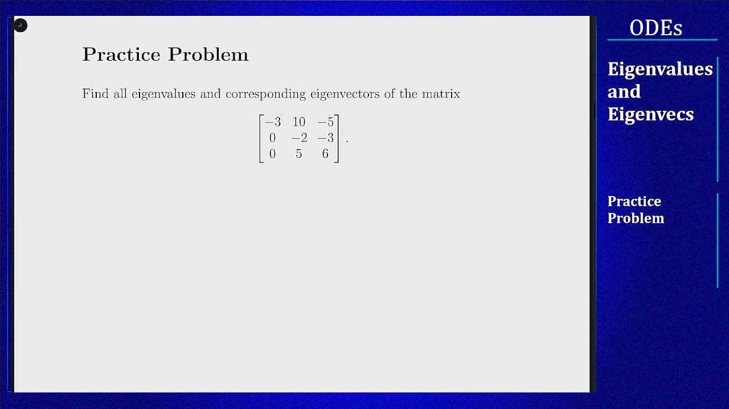In this problem, we want to find the eigenvalues and eigenvectors of a 3x3 matrix. Here is the matrix: -3, 10, -5, 0, -2, -3, 0, 5, 6. I want to find the eigenvalues and eigenvectors.